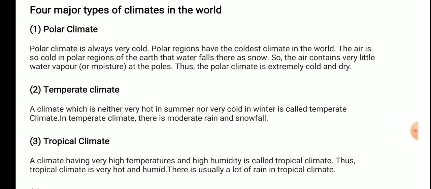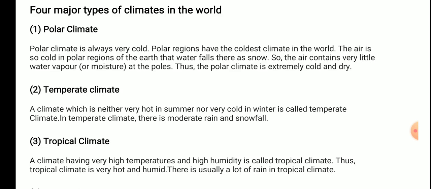Okay students, next one is the temperate climate. A climate which is neither very hot in summer nor very cold in winter is called temperate. In temperate climate there is moderate rain and snowfall. Okay, means everything is moderate, neither very hot nor very cold, so the temperature is moderate, and the rainfall and the snowfall are also moderate in the temperate climate.